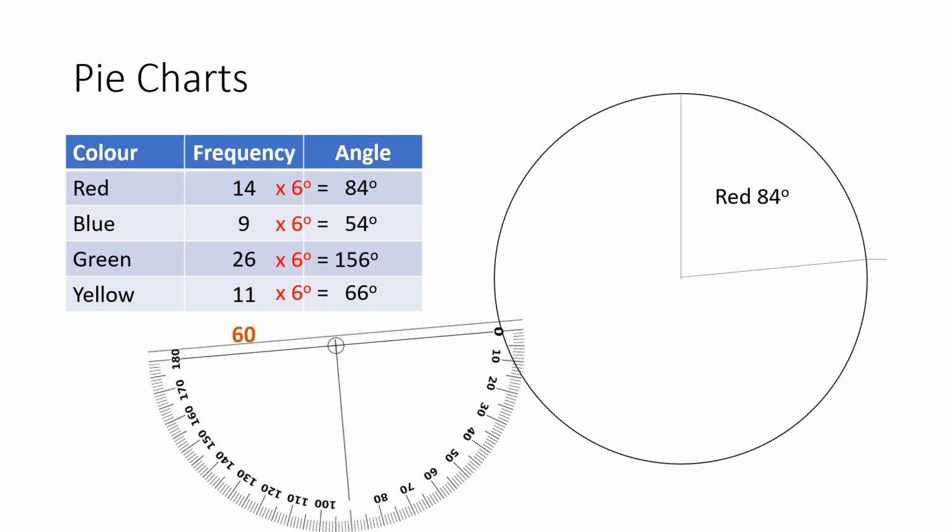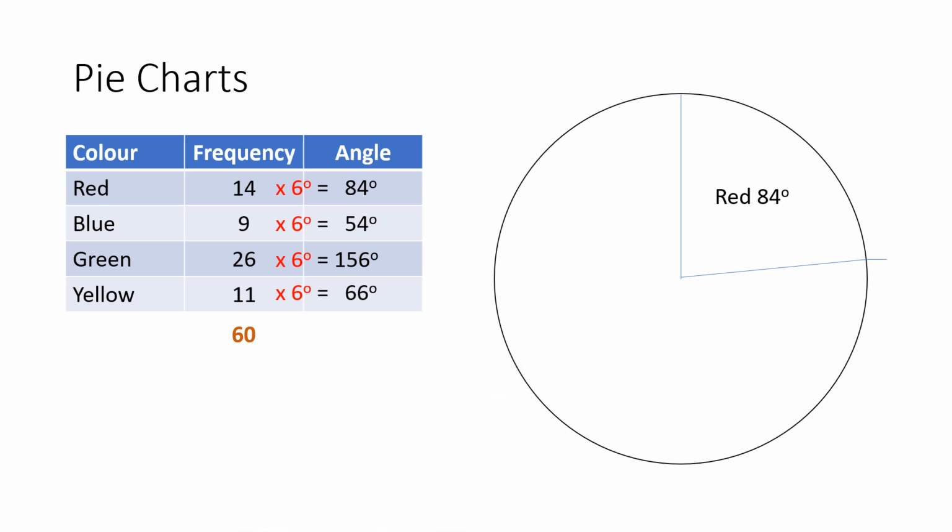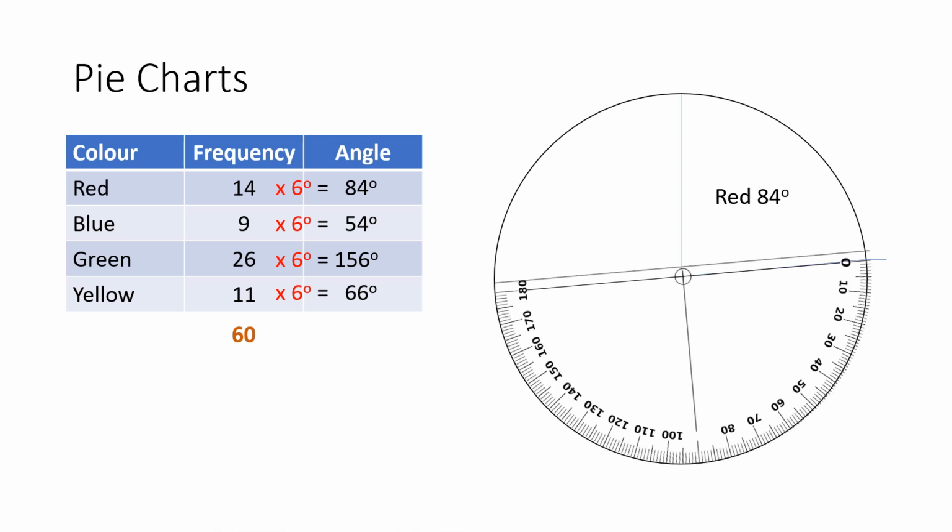Moving on to the second sector, the blue sector, the first thing I need to do is move my protractor round. A common mistake is to always start in the same place. So I'm going to move the protractor into position. You'll notice that 0 is on the last line that I've drawn. I'm then going to go round in a clockwise direction to 54 degrees and put a mark. Then again, I'm going to join from the centre to the little mark I've put at 54 and label that blue 54 degrees.